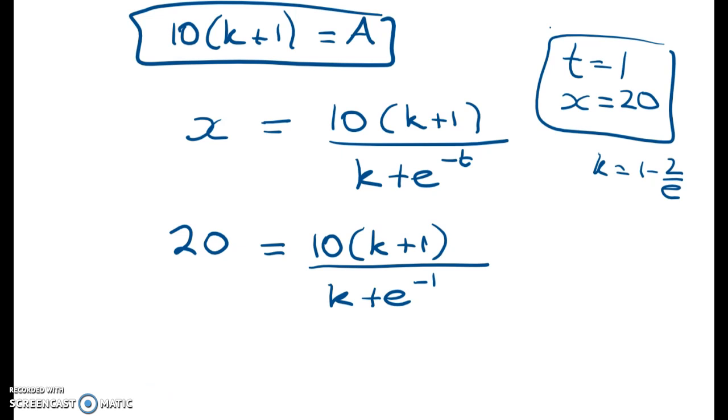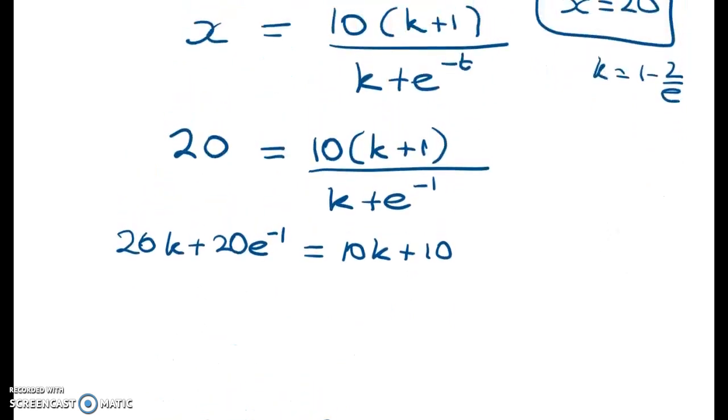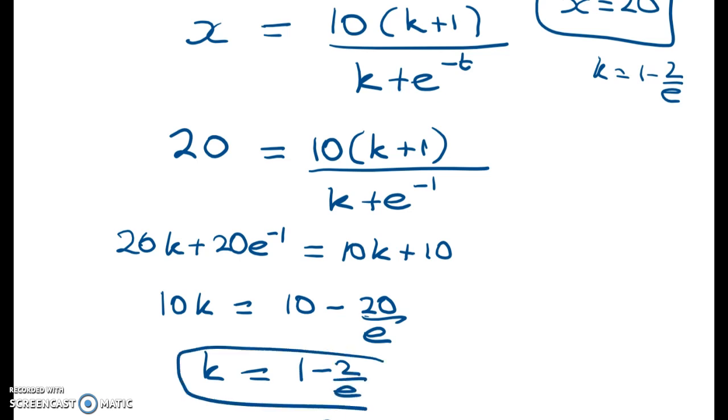Just cleaning that up, giving me 20 plus, I'll just write it how it is here, 20e to the negative 1 is equal to 10k plus 10. You can clean that up where you want to. So that gives me 10k equals 10 minus 20 over e, dividing through by 10, k equals 1 minus 2 over e as required. So that's that next bit done.